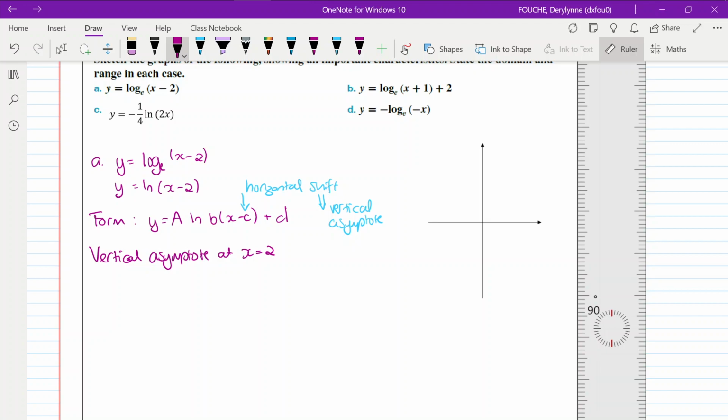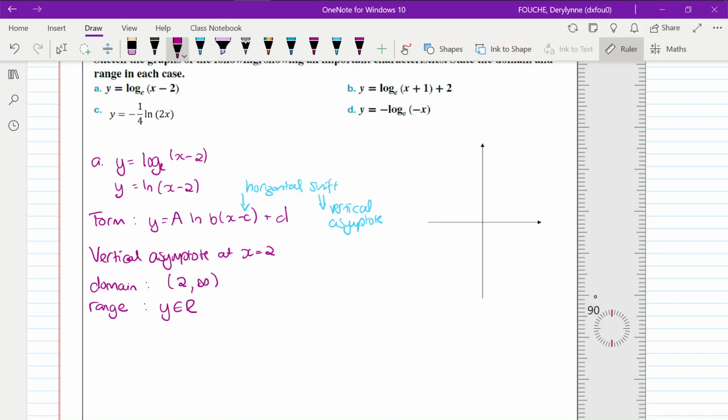At x equals 2. And that means that I have a domain beginning at 2 but not including 2, remember, because it's an asymptote. So my domain is going to be from 2 with a round bracket to positive infinity, also with a round bracket, and my range will be from negative to positive infinity. So it would be all real numbers.